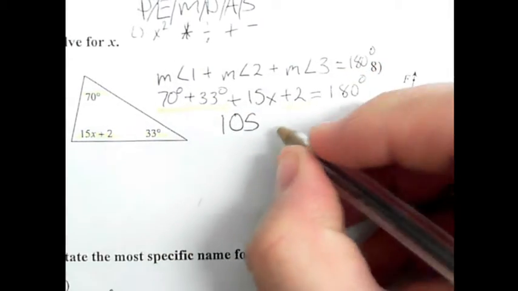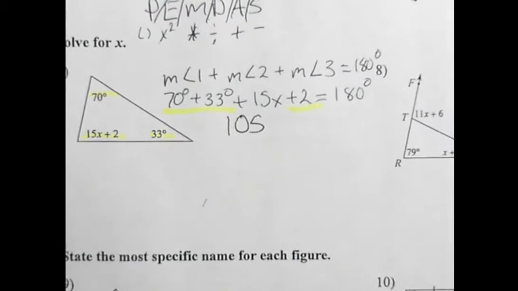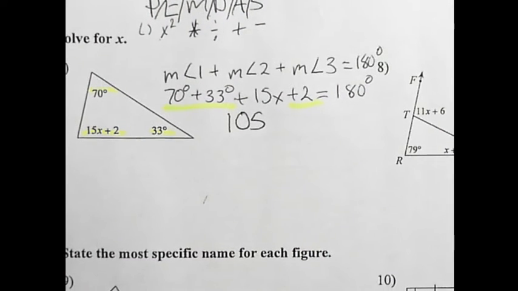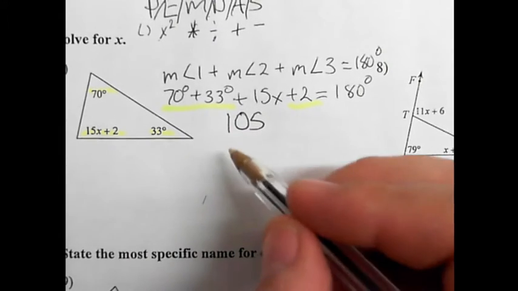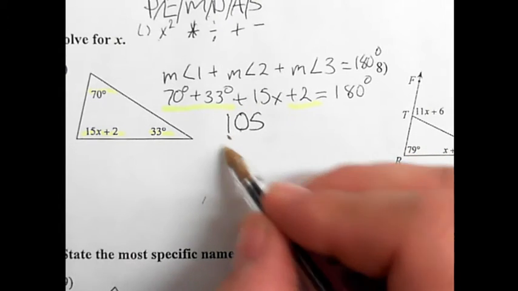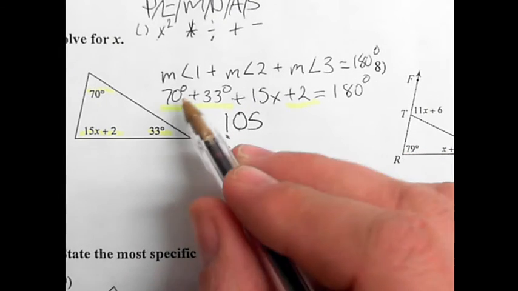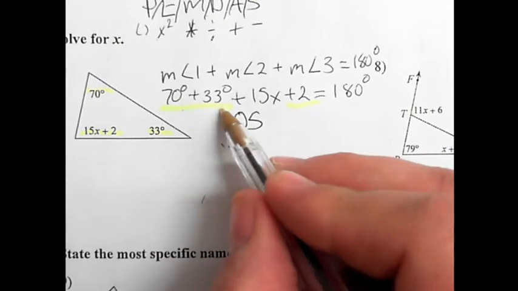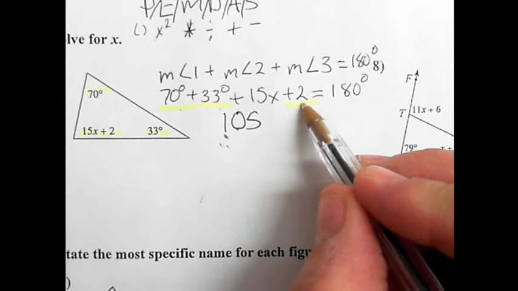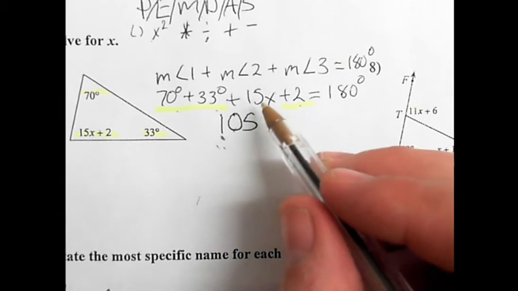105. Now what about 15x? Can I add that to the 105? No. Now if you haven't had algebra or pre-algebra, what this means is that 15x, we don't know what that value is because it has the unknown variable x. I can't add it to a constant. We call 105 a constant because that value will never change. 70 will never change. 30 will never change. 2 will never change. I can add all those up.